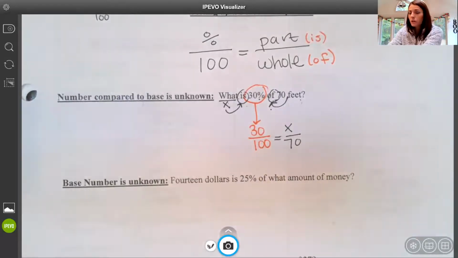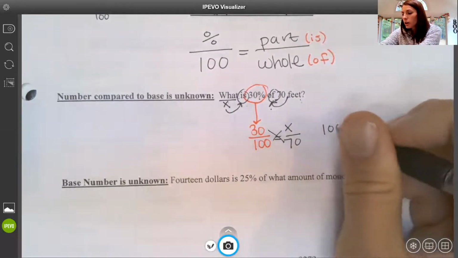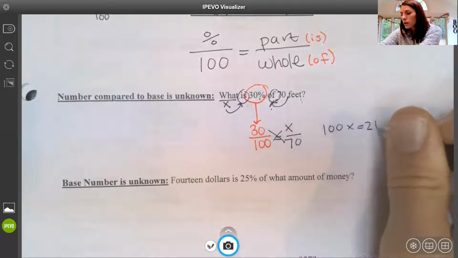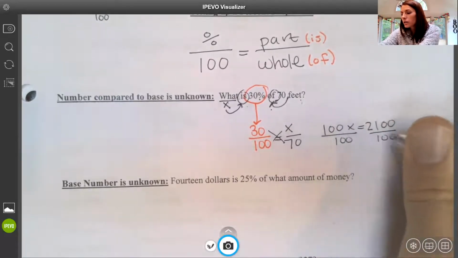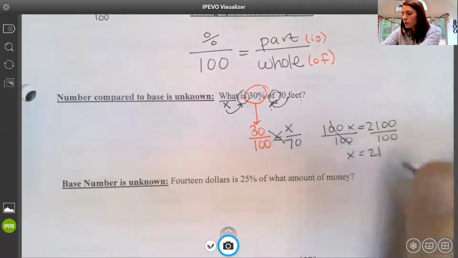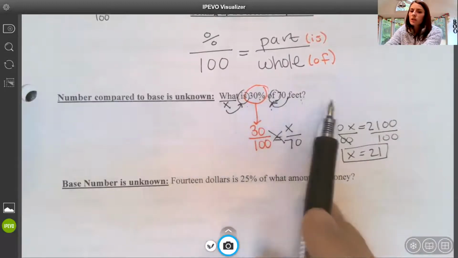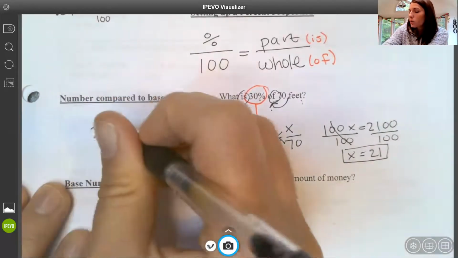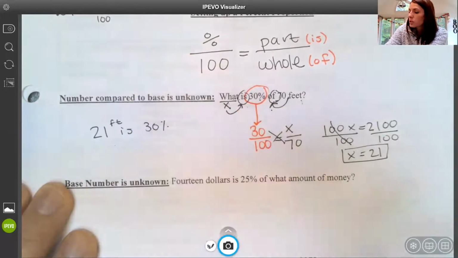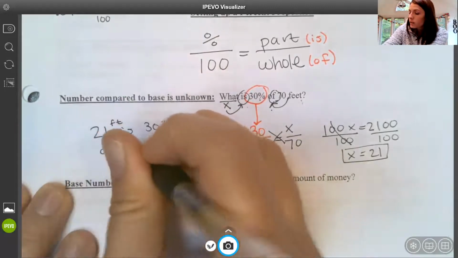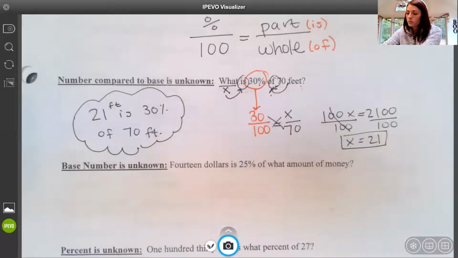Now this looks like a proportion. We know how to solve proportions. We cross multiply. So that gives me 100x equals 2,100. And I divide by 100, and x equals 21. Now I want you to answer these in words. So the question is, what is 30% of 70 feet? So I'm going to answer that 21 feet is 30% of 70 feet. Okay, there's my response to the question.